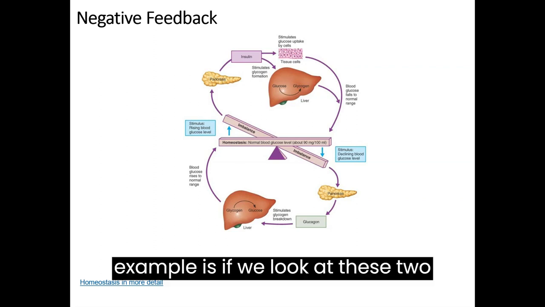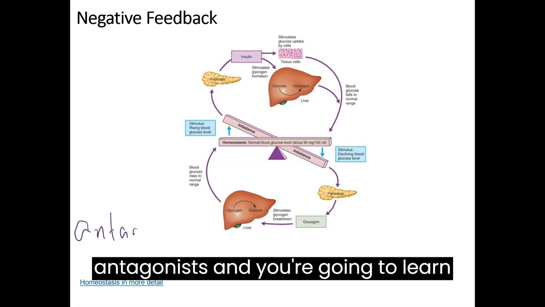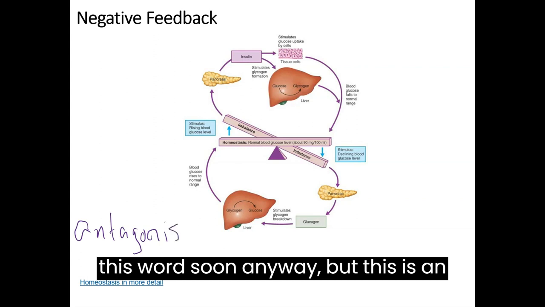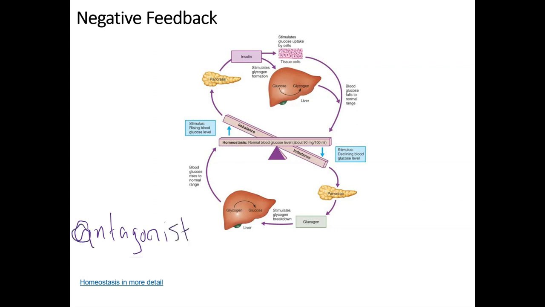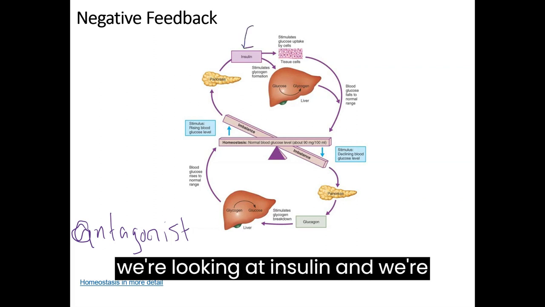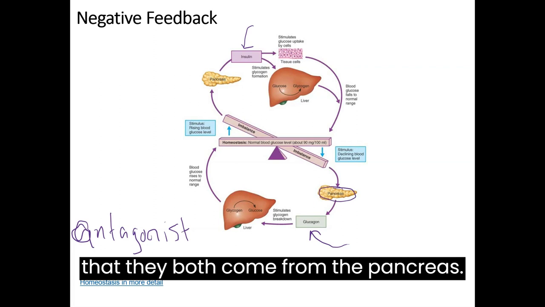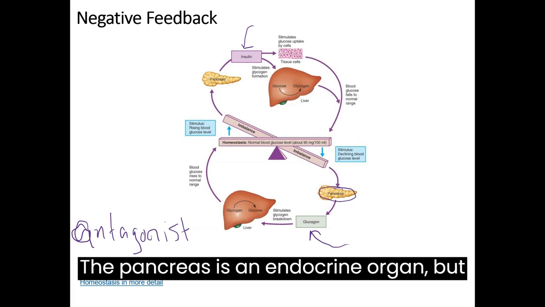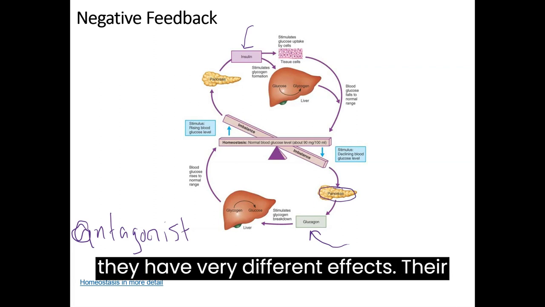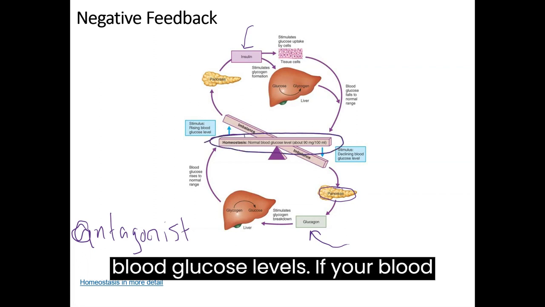Another really good example is if we look at these two hormones. Now, these hormones are called antagonists, and you're going to learn this word soon anyway. Antagonists have the opposite effect. So we're looking at insulin and we're looking at glucagon. Now you might know that they both come from the pancreas. The pancreas is an endocrine organ, but they have very different effects. Their job is to maintain homeostasis of your blood glucose levels.